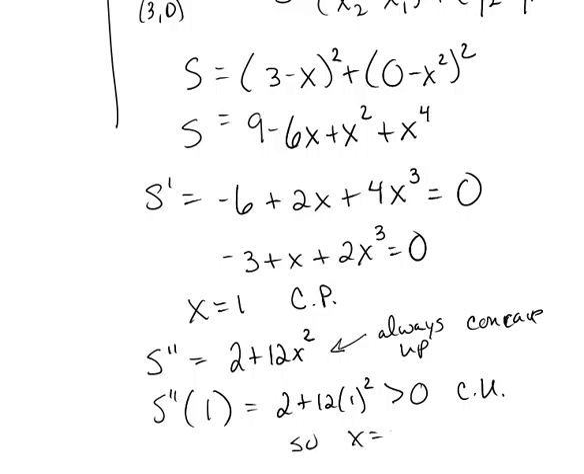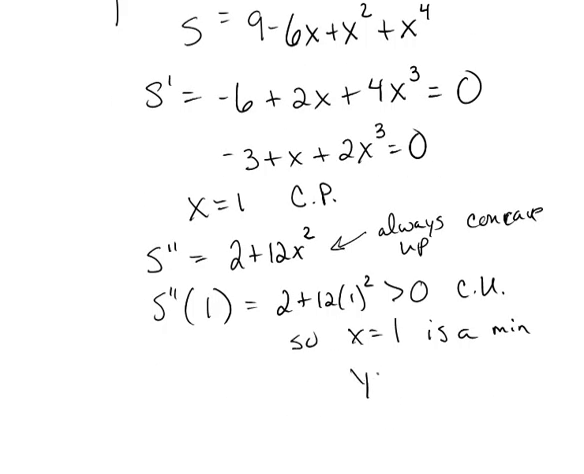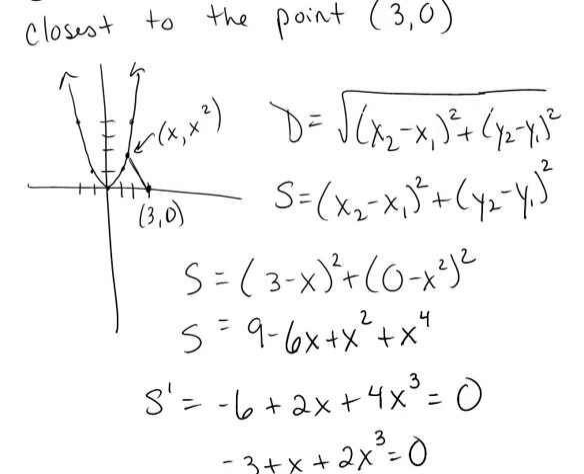And so since it's concave up at its critical point, we know that that critical point is a minimum. So x equals 1 is a min, and then the y coordinate, of course, is equal to x squared, which will just be 1 squared. So the coordinate (1, 1) is the point on the graph right here. So this is actually this point right here, (1, 1). That is closest to the point (3, 0) on the parabola.